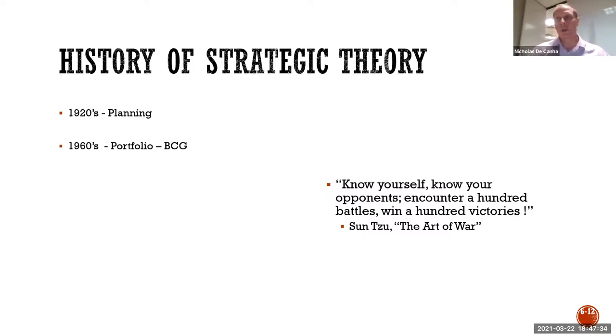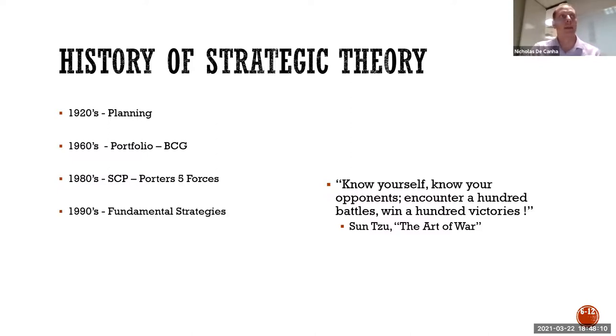Obviously a lot happened in the world. You go through World War II, and by the 1960s, you have this idea of portfolio, and the BCG portfolio with dogs, stars, cash cows really comes about there. But this idea goes that you've got money, you can put it in different buckets. By the 1980s, you have what's called SCP, which is structure, conduct, performance. And this school of thought really says that your industry drives most of your profitability. And that's why you see Porter's Five Forces, why it's such a famous model still, because industry does drive some element of profitability.